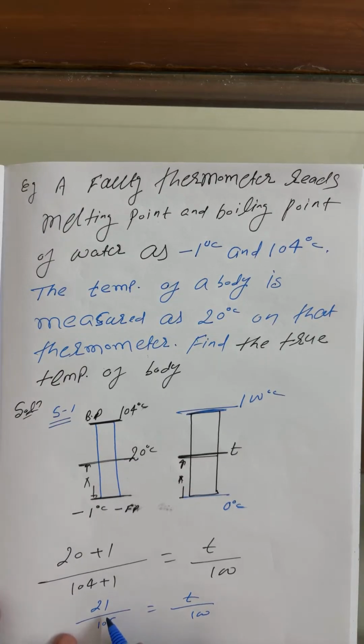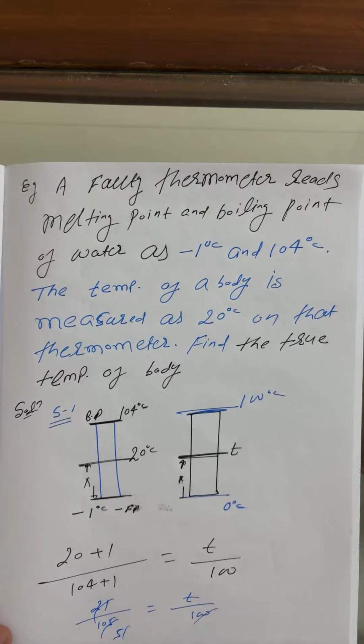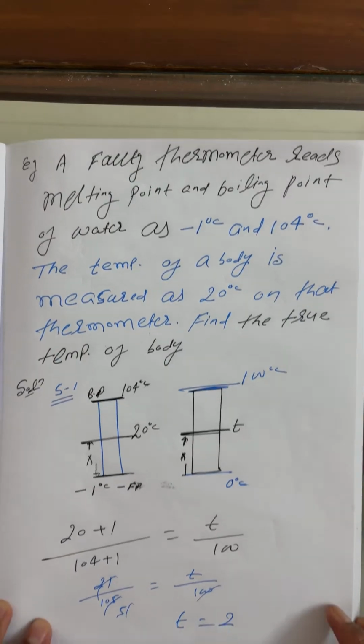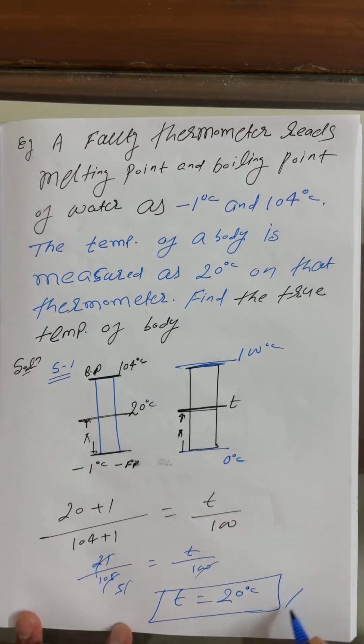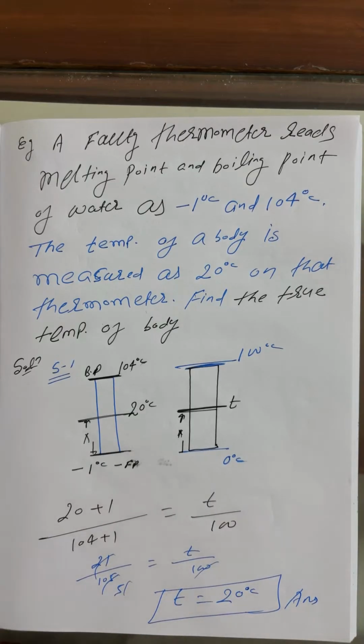I can say multiply by 5, this is 5 times. So what temperature is coming? The temperature is coming 20 degrees Celsius. This is 20 degrees Celsius.